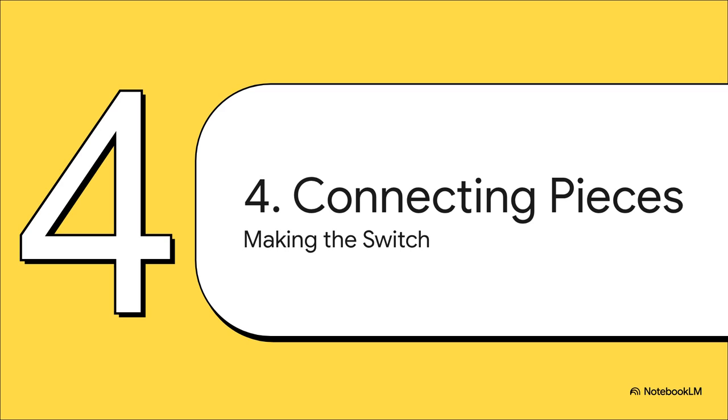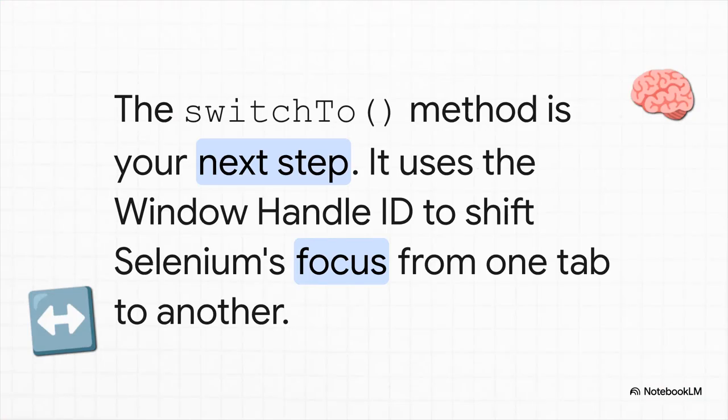Okay, so you've found your elements and you've got your window handles. You have all the pieces of the puzzle. But how do you actually use them? How do you tell Selenium, hey, stop looking at this old tab, I need you to focus over here on this new one? And this is the magic that ties it all together, the switch to method.